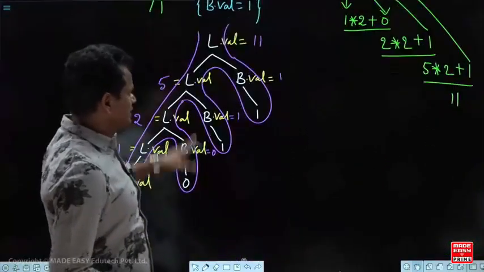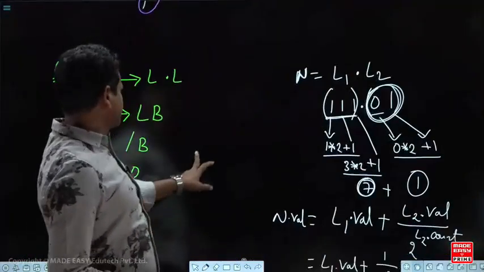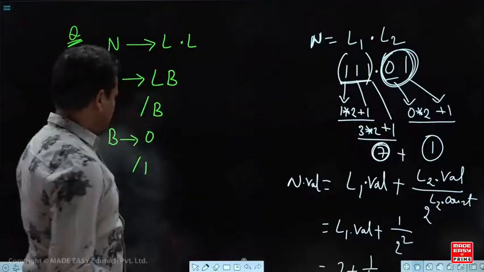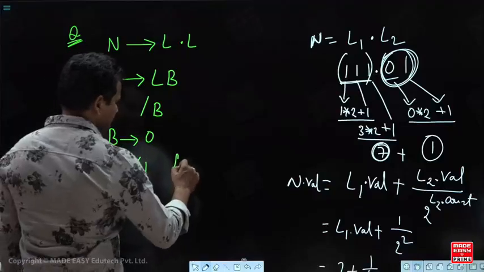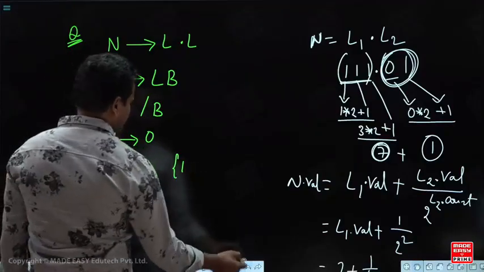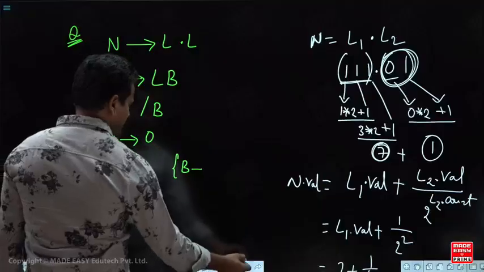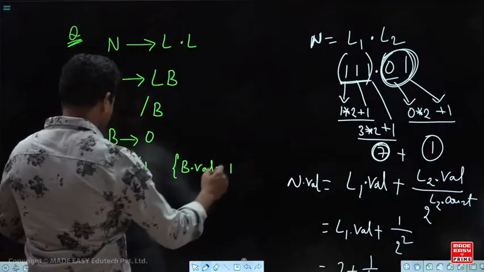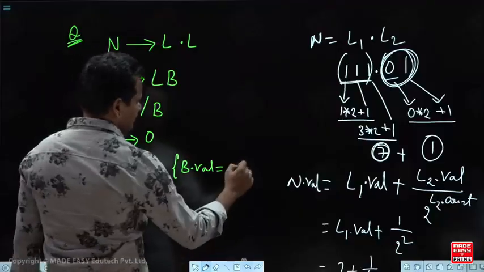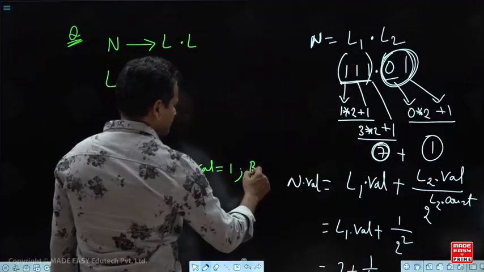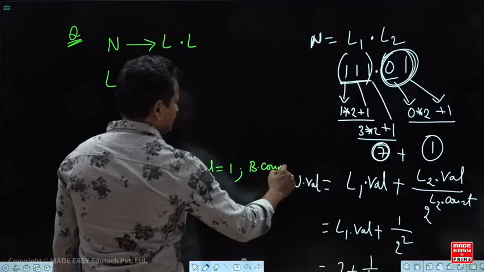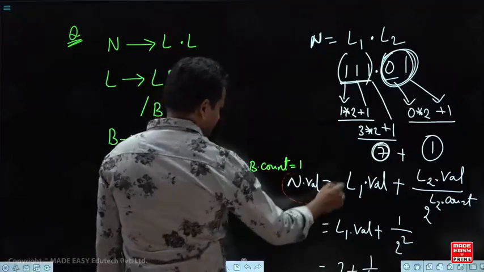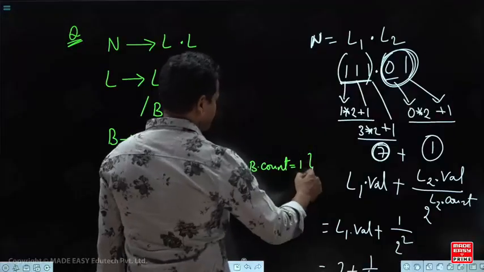But we need to count the number of bits. For that reason, every time you have to count the number of bits, either 0 or 1. So look at this. Here B dot value: B derives 1. What is the binary value of 1? In decimal, 1 only. Now we want the count. Whenever it is 0 or 1, we count the bit. So that's the reason I wrote B dot count equal to 1.